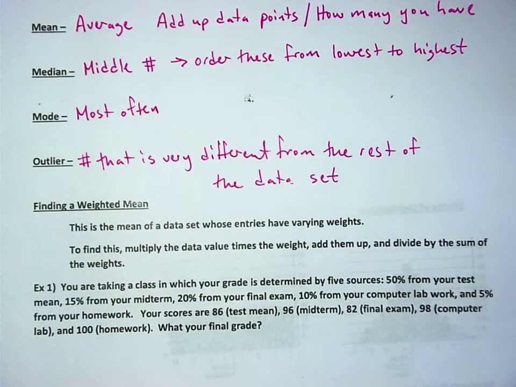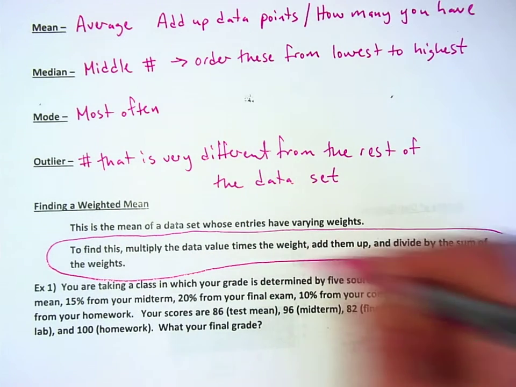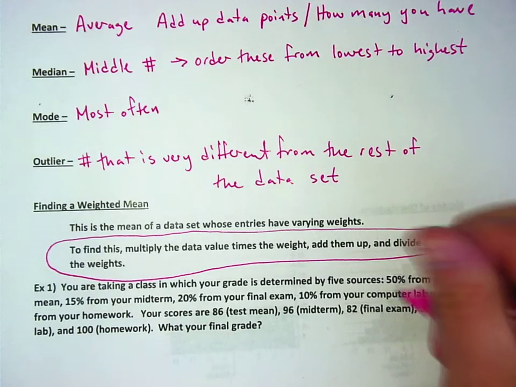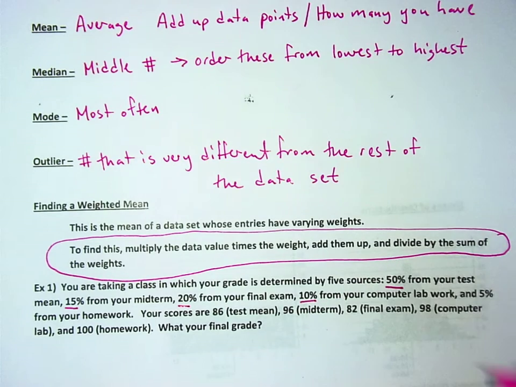All right, weighted mean. This is when entries have varying weights. To find this, circle this part here. To find this, multiply the data times the weight, add them up and divide by the sum of the weights. Sometimes the weights already add up to 100%. For example, if it's 50%, 15, 20, 10, 5, let's say 50 plus 15 is 65, plus 20 is 85, plus another 10 is 95, plus 5 is 100%. So these already add up to 100%.